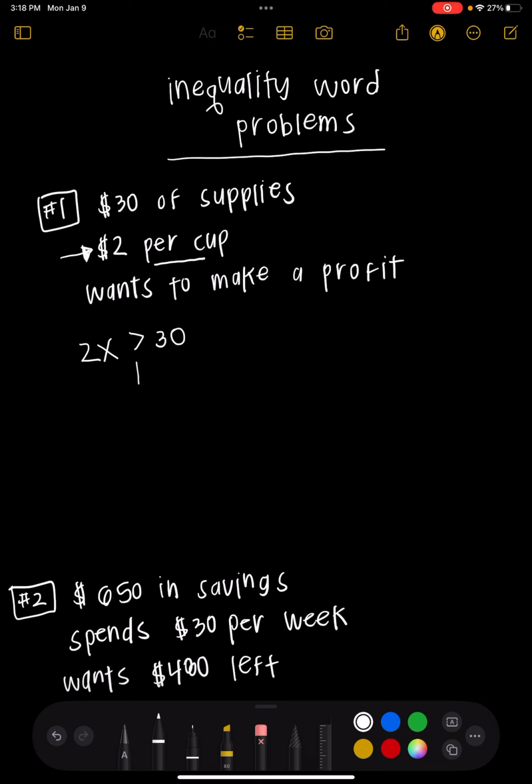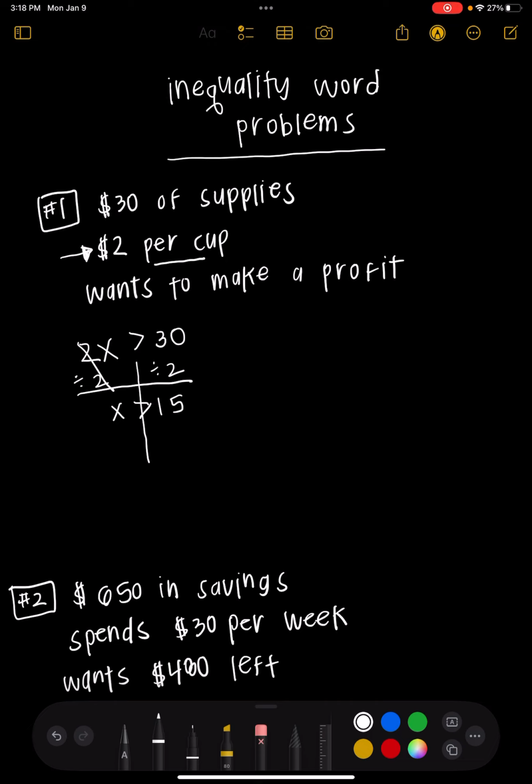Once we have it set up, we can solve, and we've solved these several times already in this lesson. So to solve this, we want to get rid of the 2. The 2 is multiplying the x, so to get rid of it, we divide by 2 on each side. The 2's cancel out over here. We're just left with x, and then 30 divided by 2 gives me 15. So what this tells me is that x, our number of lemonade cups, has to be greater than 15 in order to make a profit.